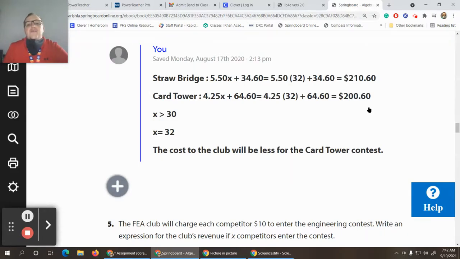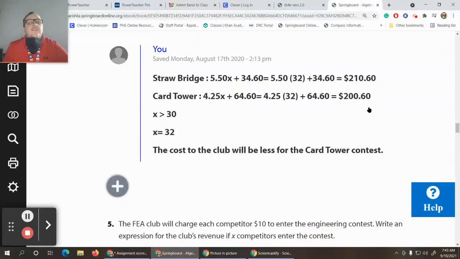5.5x, we let x be 32. And I'm using my handy dandy calculator here, okay? 5.5 times 32 plus 34.60 is $210.60.